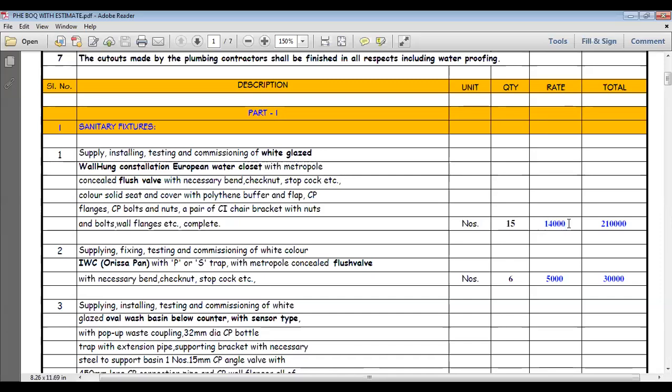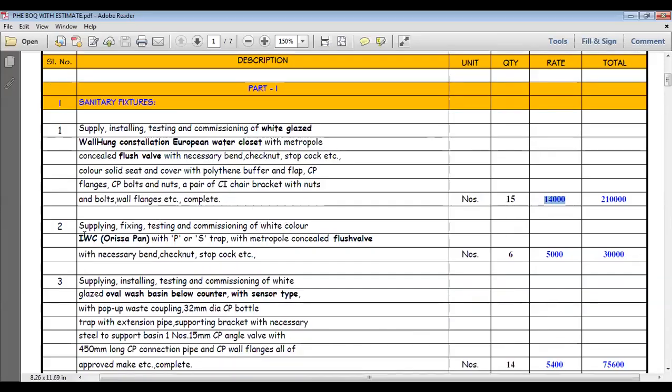Otherwise, if you don't have the rate, you have to get a quotation from the vendor and put this rate based on that. Next, the supply, fixing, testing, and commissioning of white color Indian water closet, IWC Orissa pan with P trap or S trap with a concealed cistern, the necessary bend, stop cock, etc. This is the Indian water closet, and the earlier one is the wall hung European water closet. Rate is 5,000 for installation and fixing and everything, so totally 30,000 like that.